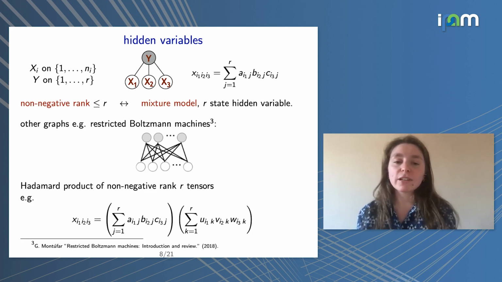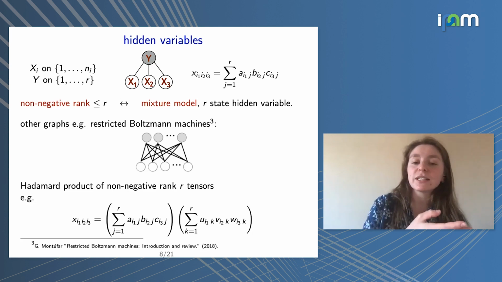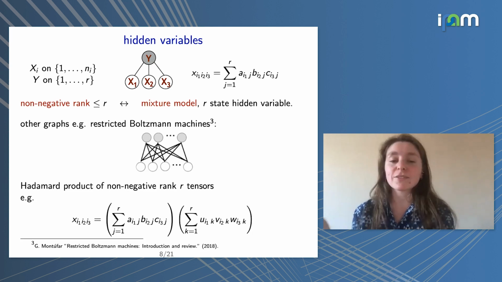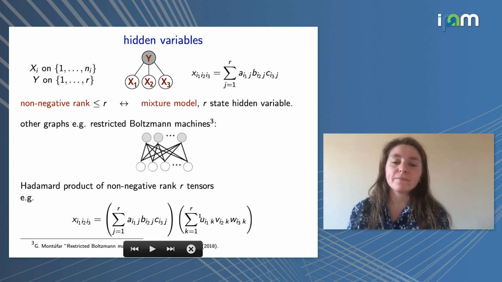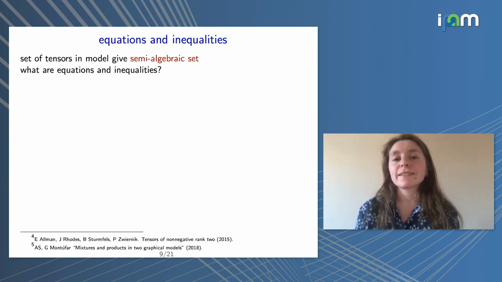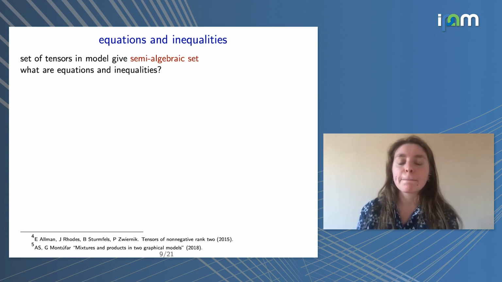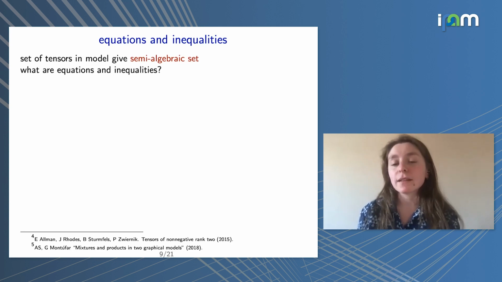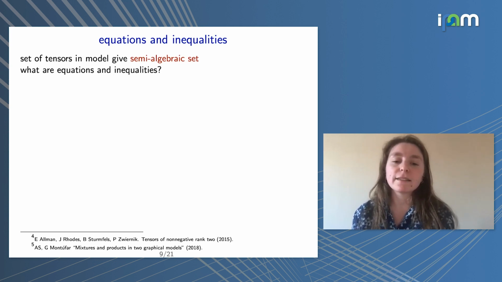All right, so we can do this in general. We can take a particular graphical model and it will translate to give us a set of tensors. And the set of tensors is, in all of these examples, a semi-algebraic set. So it's described by some equations and some inequalities. So we can ask ourselves, well, what are the equations and inequalities? How can we decide what the non-negative rank of a tensor is, for example? And that's what I'll talk about here.